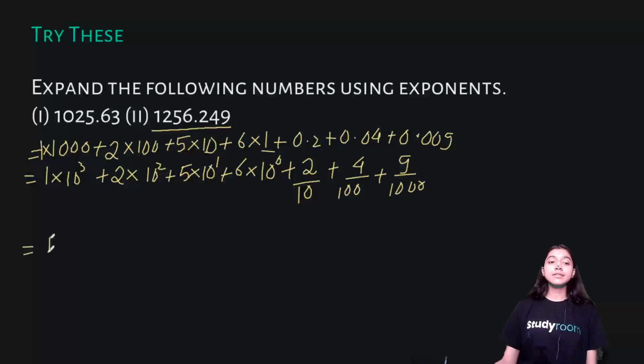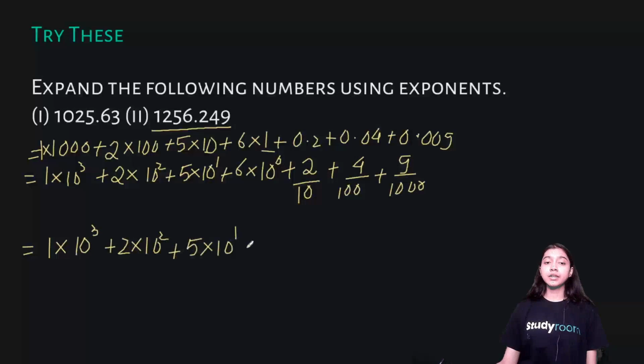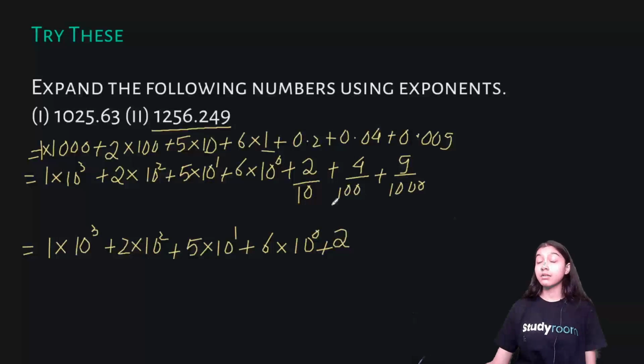Now the answer will be 1 multiplied with 10 cube plus 2 multiplied with 10 square plus 5 multiplied with 10 to the power of 1 plus 6 multiplied with 10 to the power of 0 plus, now this 10 is in the denominator. When it is taken to the numerator, the exponent will take a negative sign. So this will be 2 multiplied with 10 to the power of minus 1.